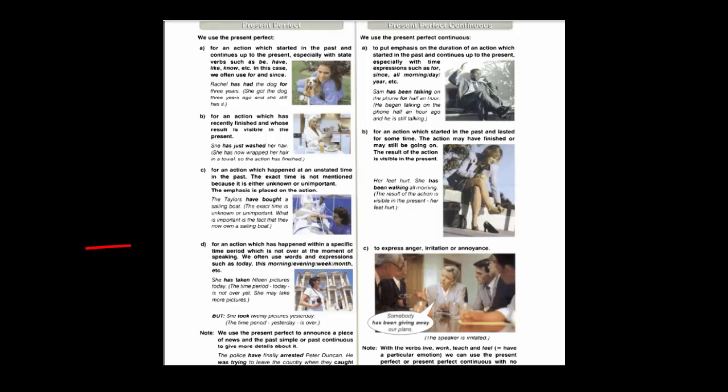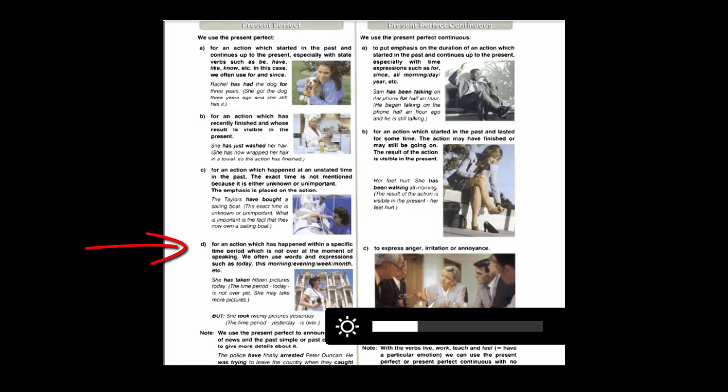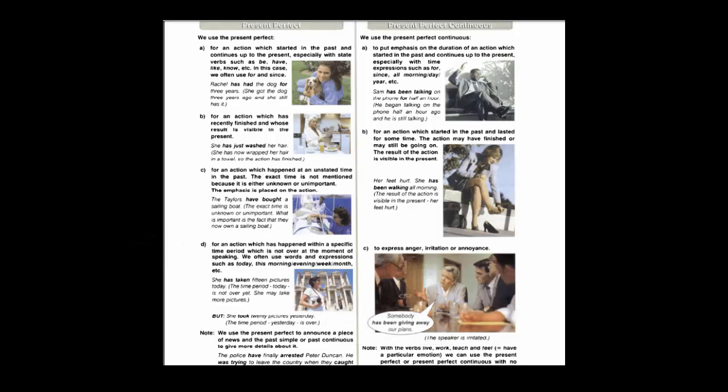The next one is for an action which happened within a specific time period which is not over at the moment of speaking. We use words such as today, this morning, evening, week, month, etc. For example, she has taken 15 pictures today. The time period is today and it is not over yet. She may take some more pictures.